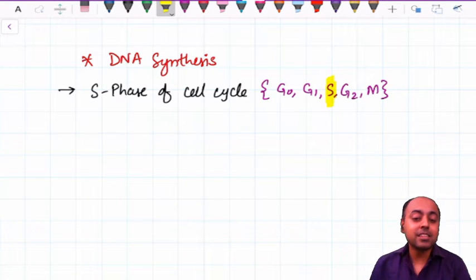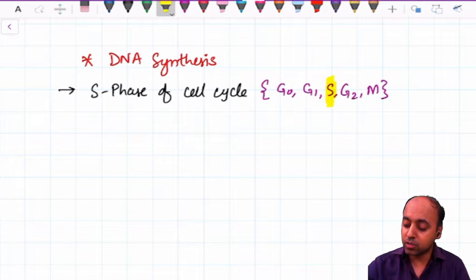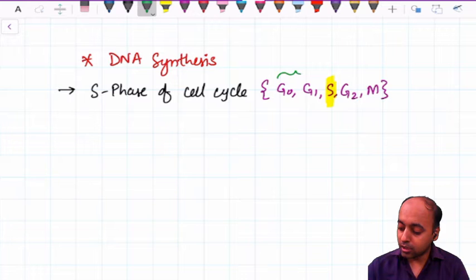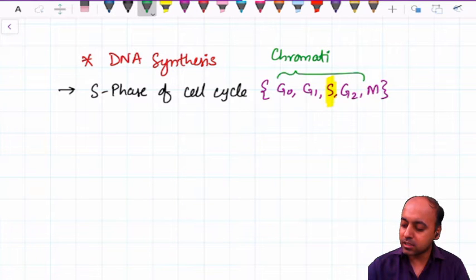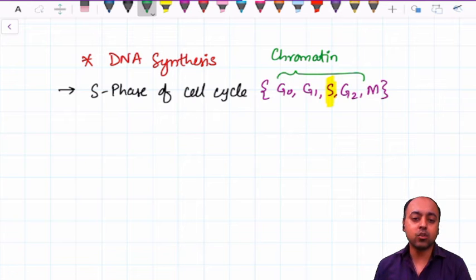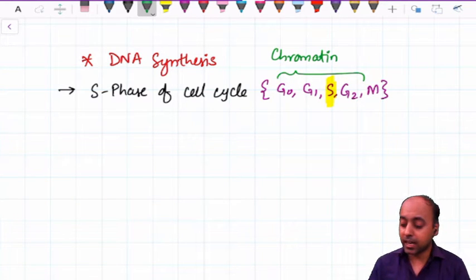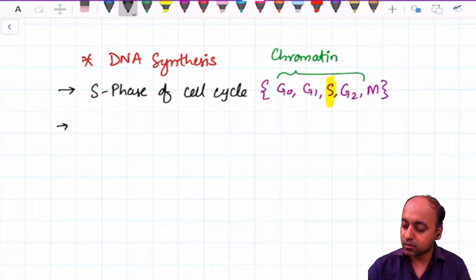This is where the synthesis of the DNA occurs, and at the same time you should remember in all these phases we should have the chromatin. So once the synthesis is completed, the DNA will be rearranged as the chromatin. So we are going to synthesize the DNA. This synthesis will occur in the S phase of cell cycle. Now another point which you have to understand is DNA synthesis, which is also known as replication.